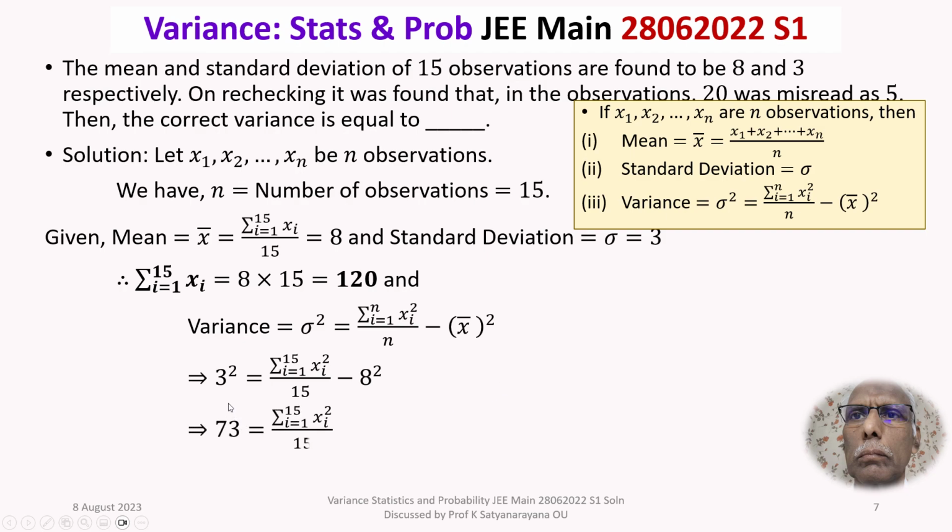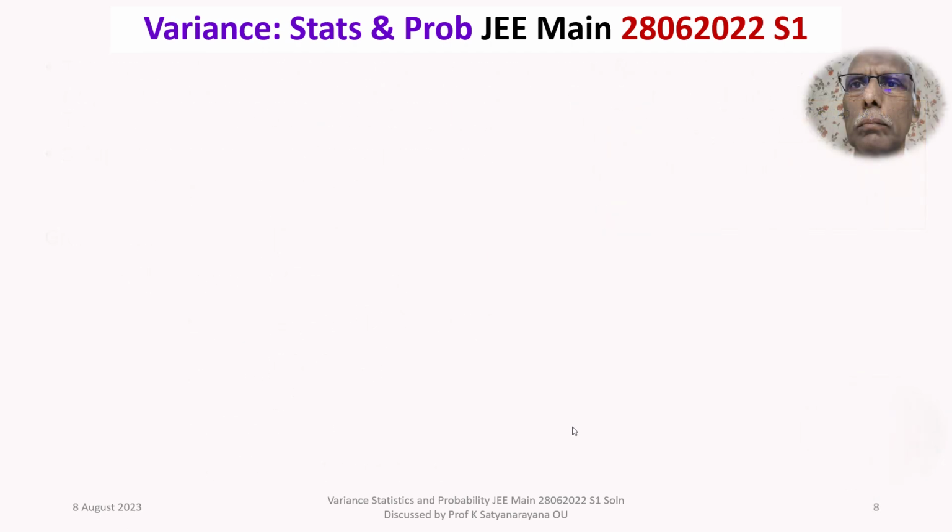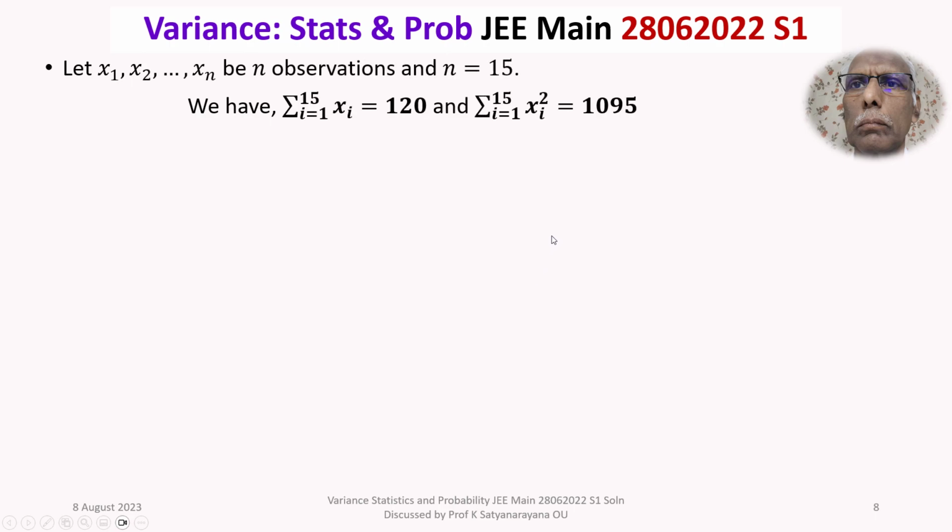Simplifying, we get 64 plus 9, 73, is equal to the sum of xi square by 15. This gives the sum over i equal to 1 to 15 of xi square, on cross multiplication, is 73 into 15, that is 1095. Thus, we have sum of xi is 120, and sum of xi square is 1095. We continue in the next slide.